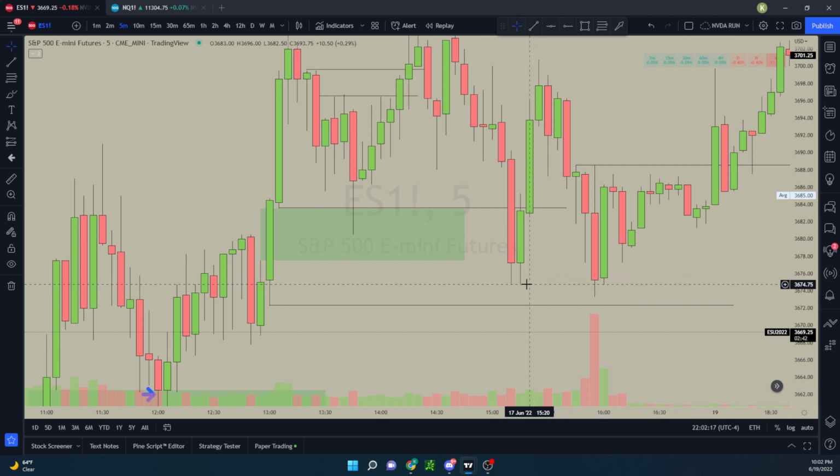Exactly. So once you have bear structure, now you look for a potential entry short. Vice versa, if you have bullish structure, you're looking for a pullback entry long.